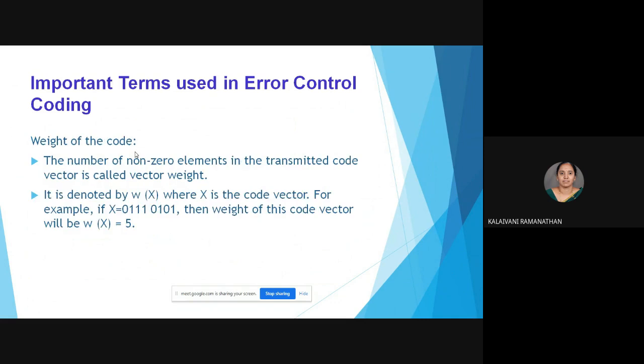Weight of the code. The number of non-zero elements in the transmitted code vector is called the vector weight. It is denoted by W of X, where X is a code vector. For example, if you have the code 0111101, then the weight of this code vector will be W of X equal to 5, since it has 5 ones in the code vector.